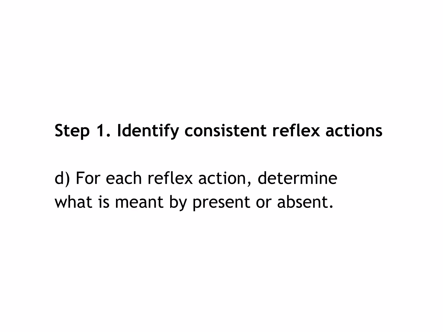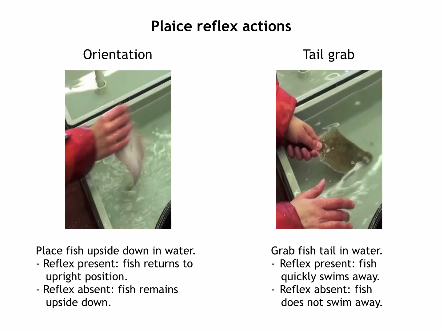Step 1, D. For each reflex action, determine what is meant by present or absent. Examples of Plaice reflex actions. Orientation. Place fish upside down in water. Reflex present. Fish returns to upright position. Reflex absent. Fish remains upside down. Tail grab. Grab fish tail in water. Reflex present. Fish quickly swims away. Reflex absent. Fish does not swim away.